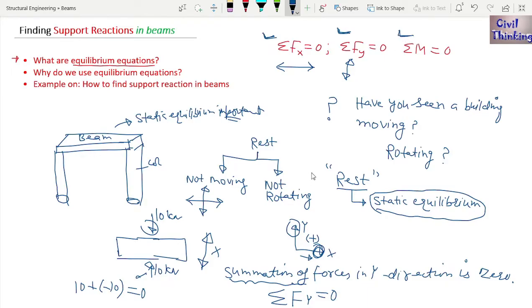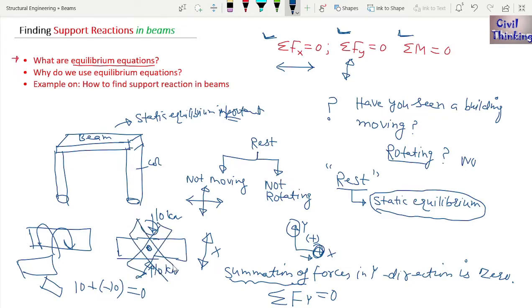Now what is this? I asked you the problem in the beginning of this class. Have you seen a building rotating? No, right? You have not seen the building rotating. Suppose this is a building. Have you seen it rotating like this, or like this? You have not seen this building rotating about any point, right? Because if that is the case, it means there is something wrong in the engineering.